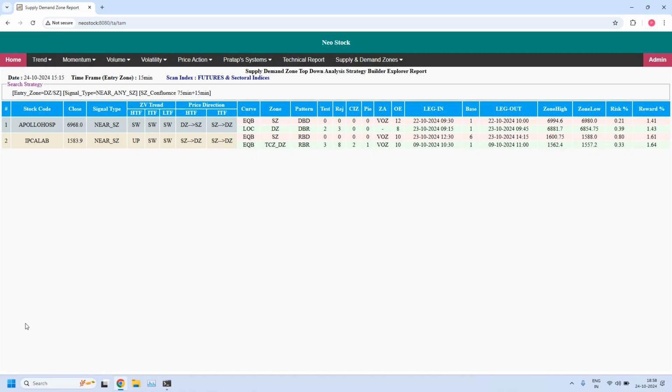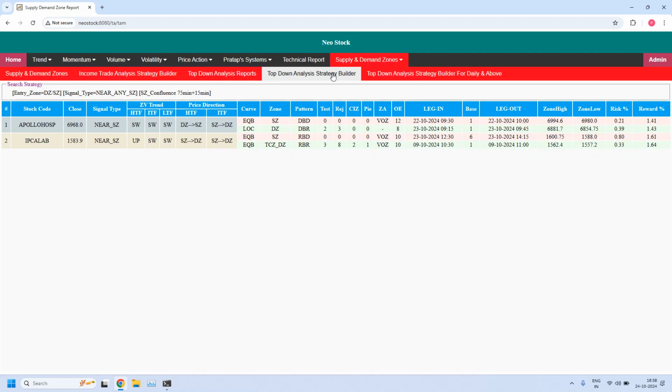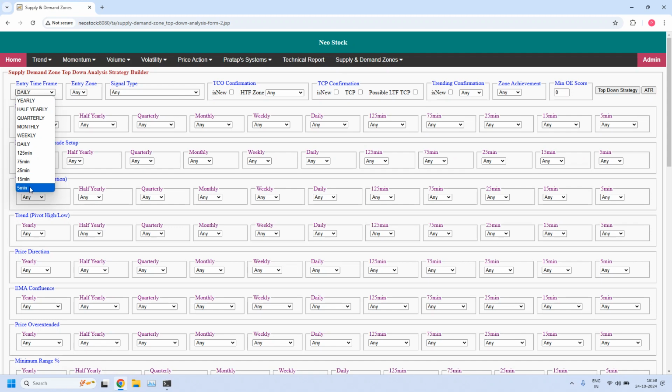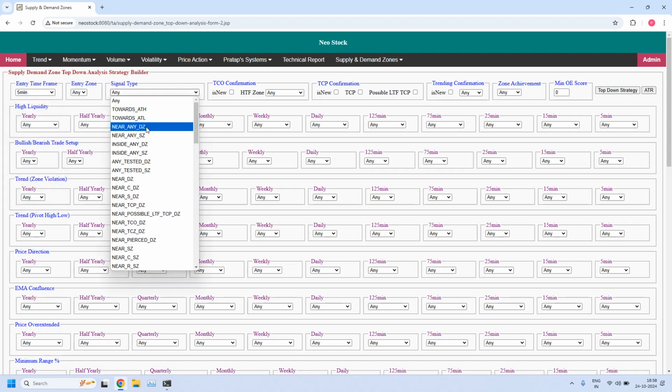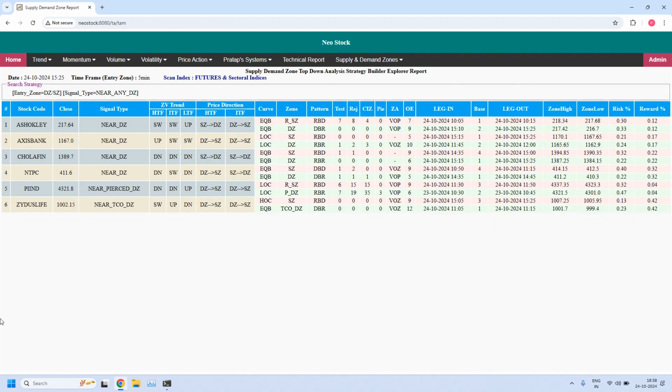So these 2 stocks are having an ITF supply zone confluence. Okay, next time frame is 5 minutes. Let us find the stocks near the 5 minutes demand zone. 6 stocks are filtered.